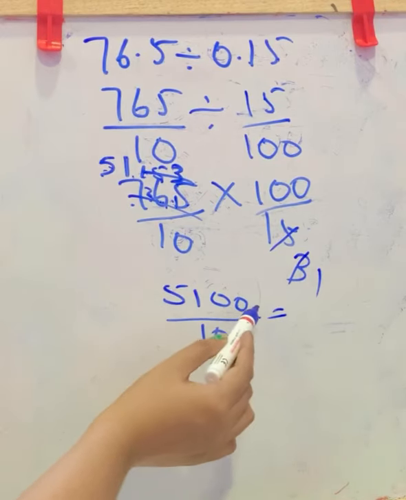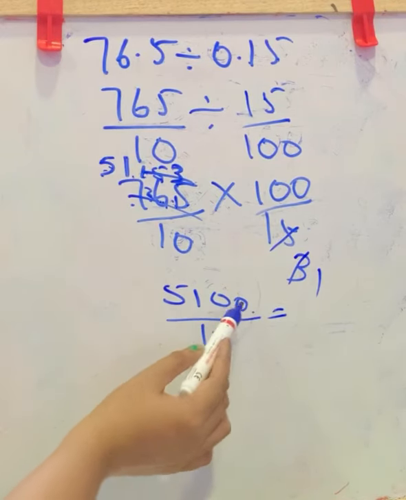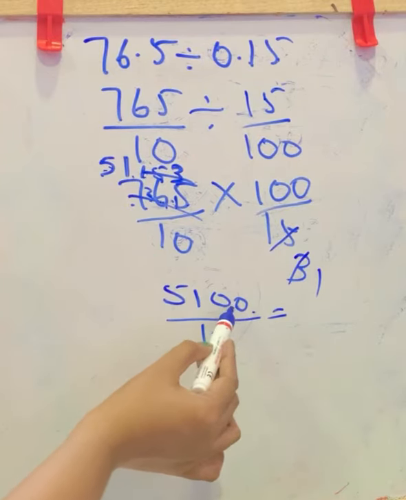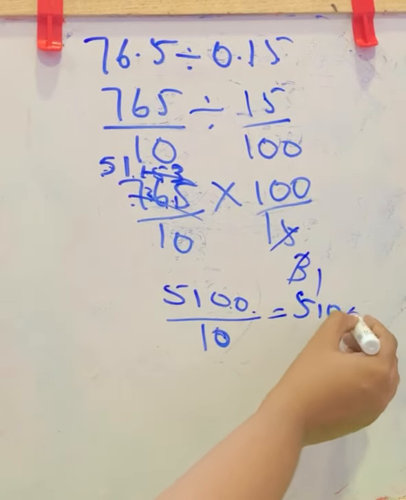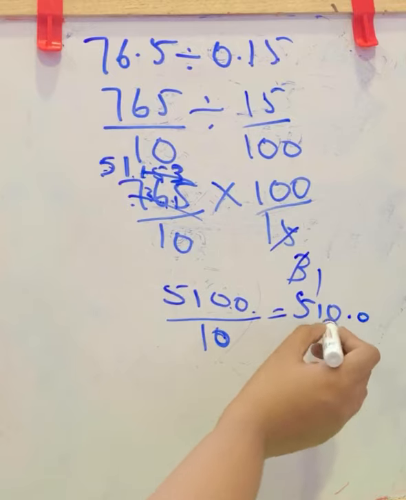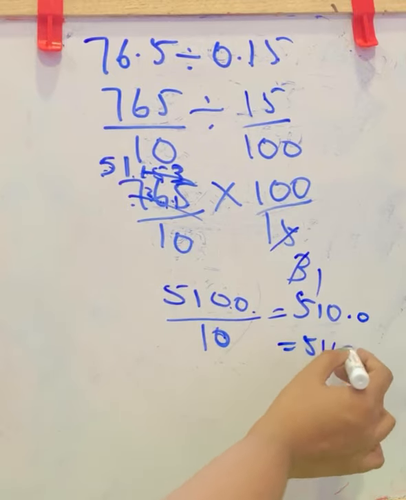Here, actually the decimal is at the end. Without a decimal means the decimal is here. Division by 10 means one place to the left side. The decimal reaches here: 510.0. The 0 after the decimal we don't want to write. That is, 510.0 can be written as 510 itself.